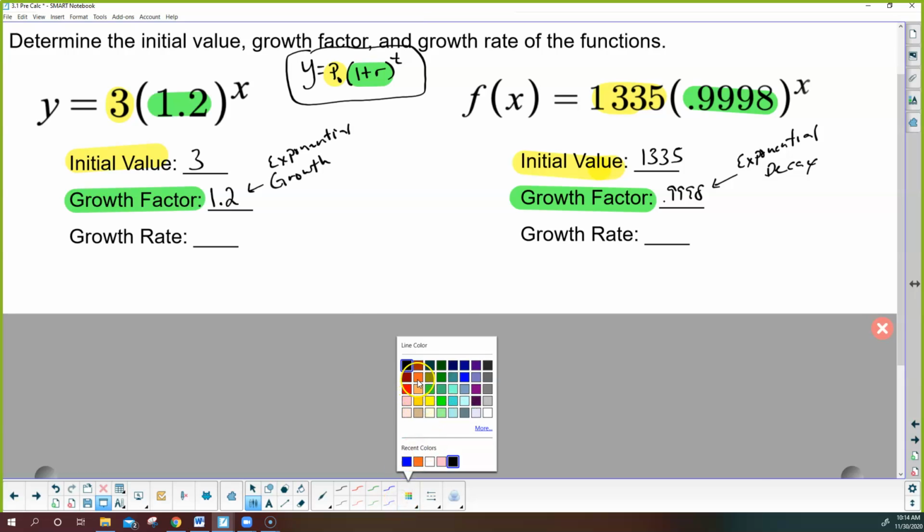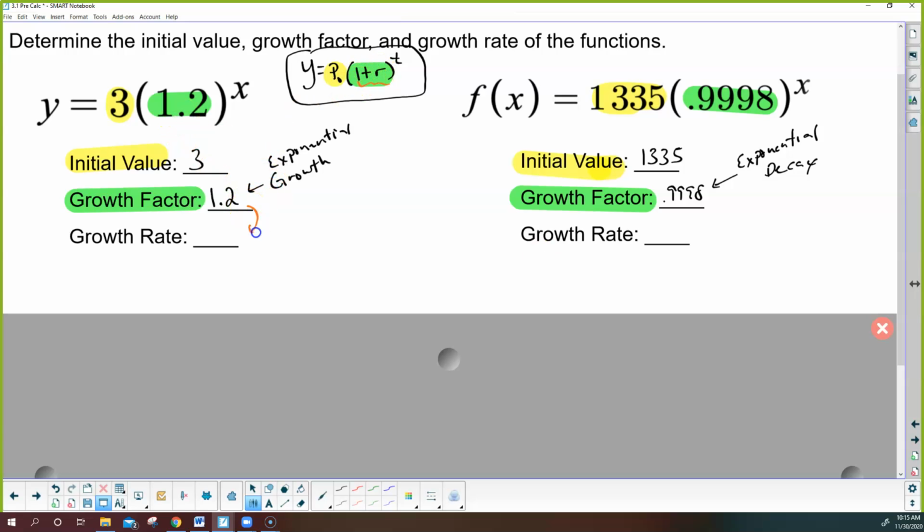All right, and then the part that the kids usually make an error on is, remember, if I want to find the rate, the growth factor was made up of 1 plus the rate. So if I know what the growth factor is, all I have to do is say, okay, how did I get 1.2? That was made from 1 plus r. So if I subtract 1 from both sides, I get 0.2. Now, what we want to do is move this to a percentage. They usually want this as a percent.